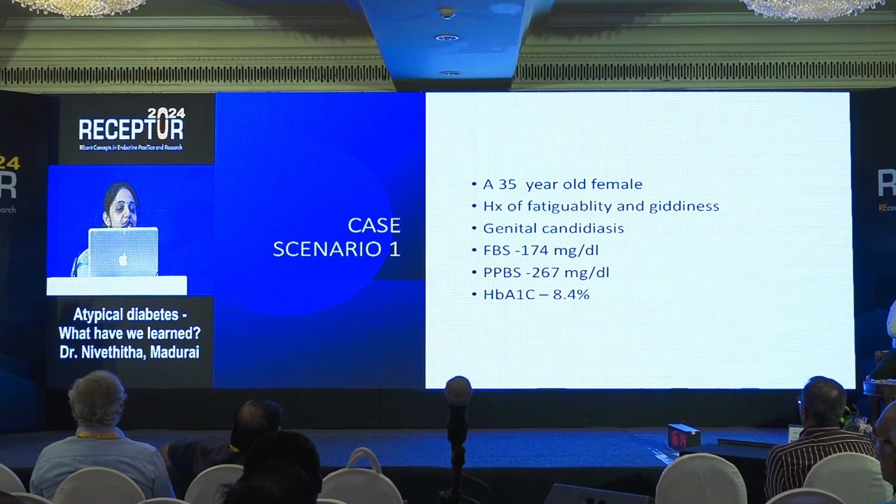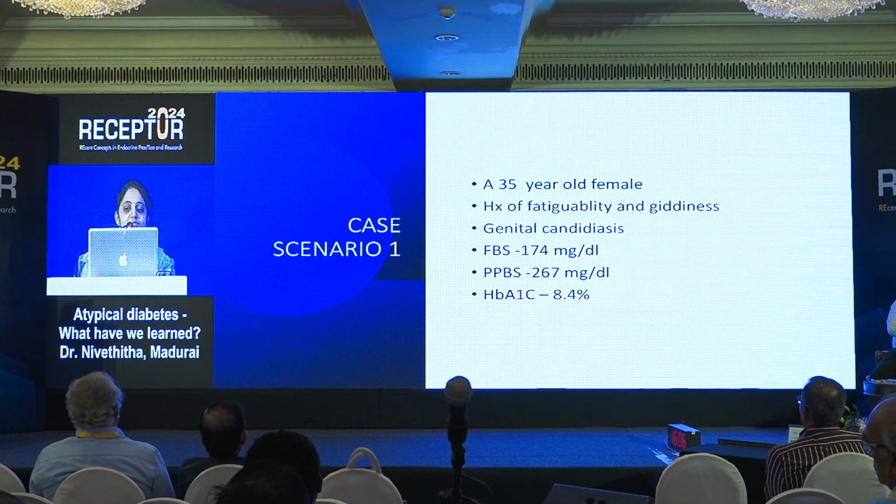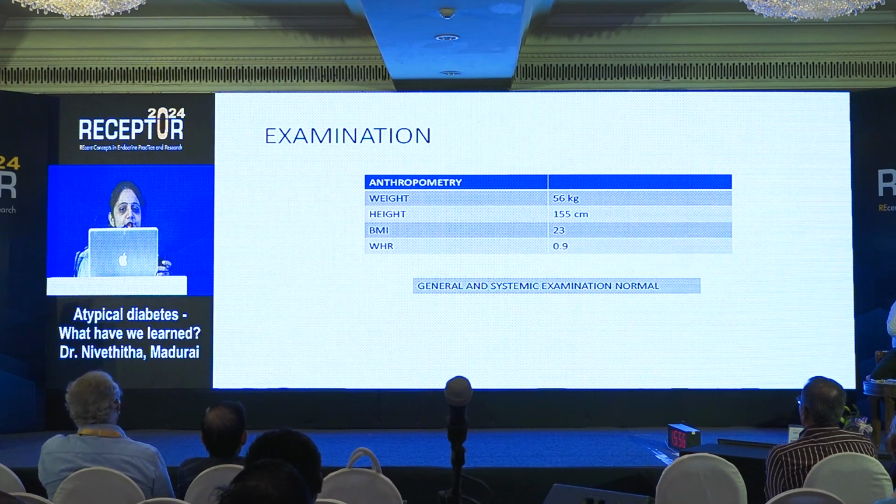Coming to the first case scenario, this is a 35-year-old female. She just has fatigability and giddiness with some genital candidiasis. Any person with such symptoms, we tend to check the sugars, and her fasting was 174, postprandial was 267, and HbA1c 8.4. On examination, her BMI is normal and she is not obese. General and systemic examination is normal.